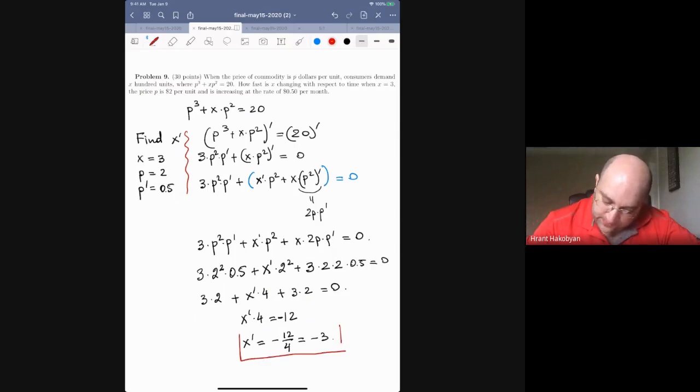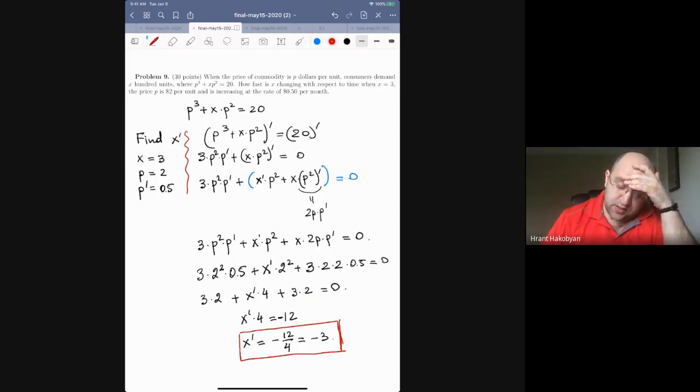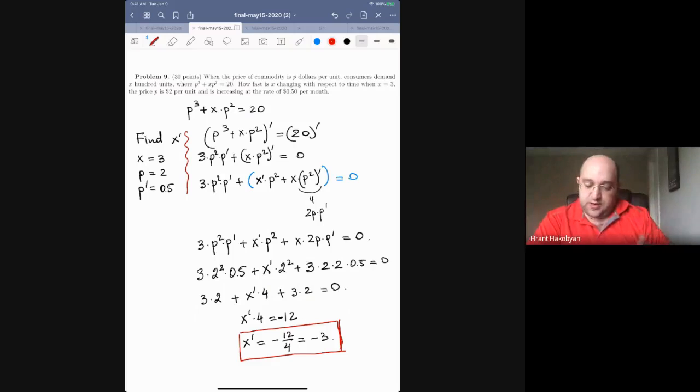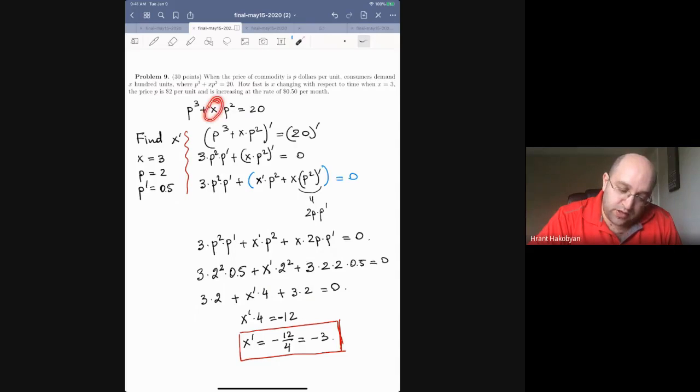So if you want to interpret that in terms of the demand, that means that the demand is decreasing by 300 units per month, because x was given in hundreds of units. Okay, so what we did here was to use implicit differentiation to find the derivative of x from the formula like this.